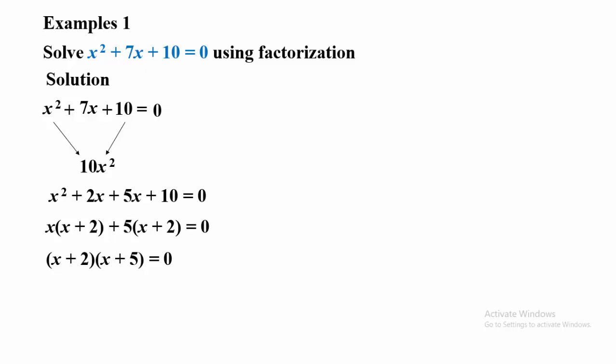It means that if you sum this side, you will have 0. For us to have 0 at this point, it means either x plus 2 is equal to 0 or x plus 5 is equal to 0. Because if x plus 2 is 0, when you multiply it by x plus 5, you will have 0. If x plus 5 is 0, when you multiply it by x plus 2, you will have 0. So either x plus 2 is 0 or x plus 5 is 0.